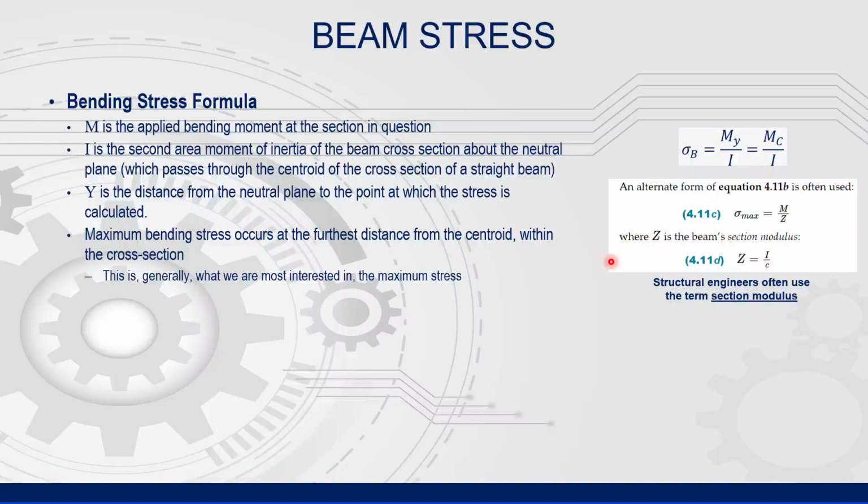At times, you may see a reference to the section modulus. This term and method are often used by structural engineers. For structural engineering, the formula M divided by Z is used for bending stress, but Z is simply the moment of inertia divided by the centroidal distance. Again, this is simply MC over I and just another inversion of the formula.